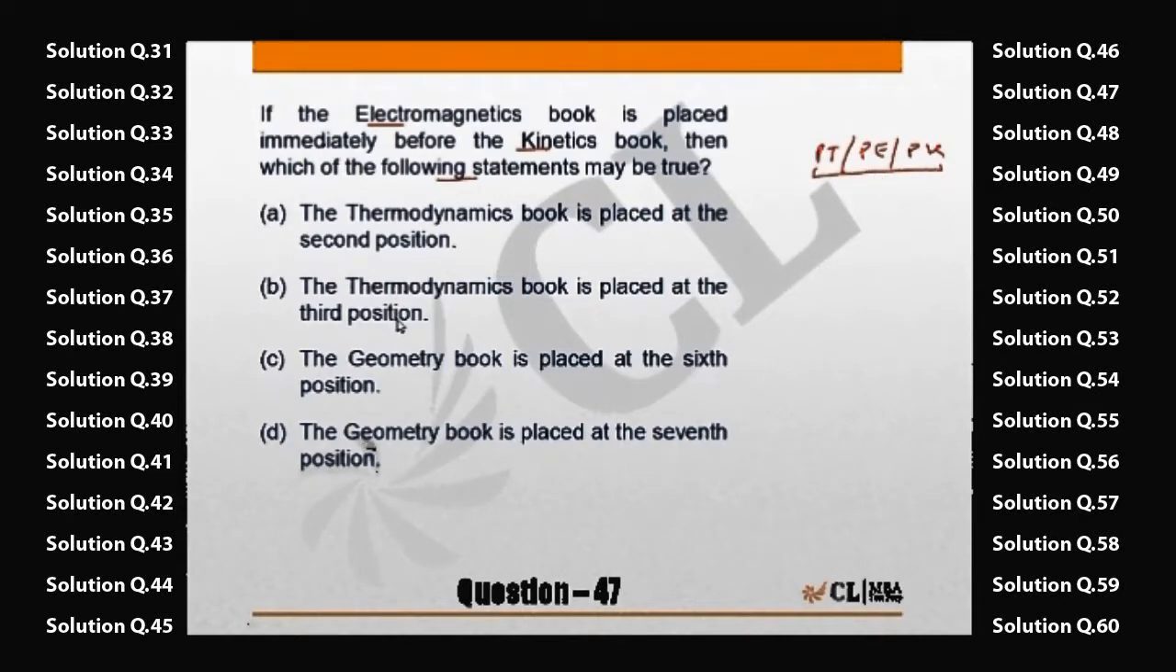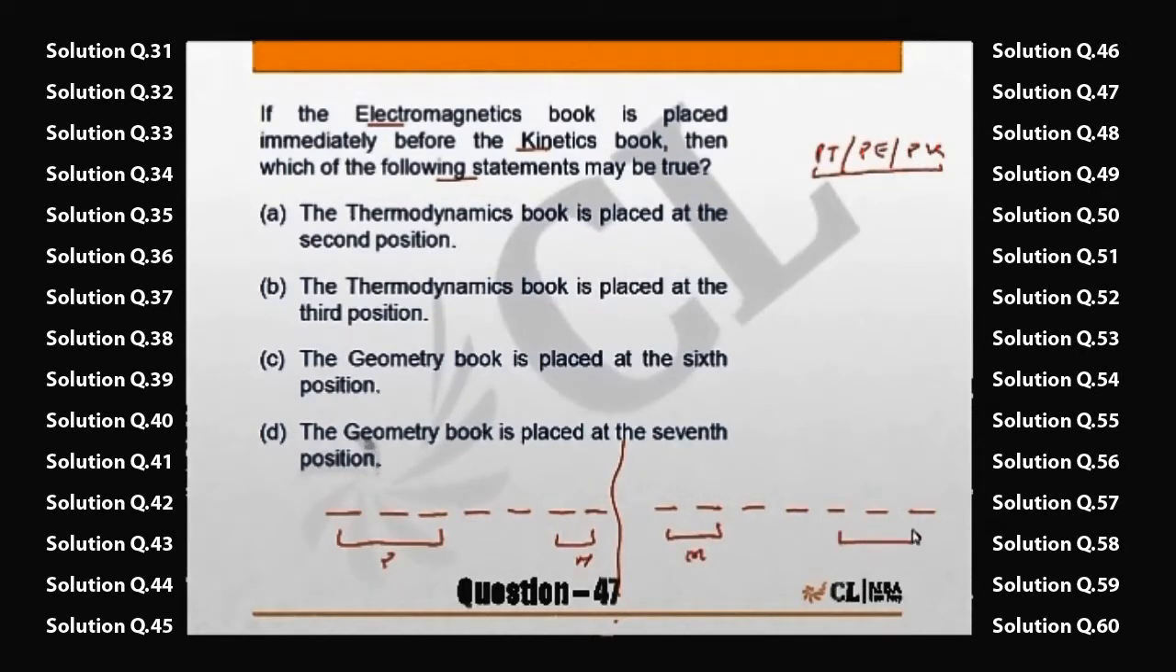Which of the following statements must be true? So if you look at the two possible scenarios, 1, 2, 3, 4, 5, 6, 7, and the other scenario is 1, 2, 3, 4, 5, 6, 7. Let's look at both the scenarios. In the first case, these three have to be physics and these two have to be maths. And in this case, these two have to be maths and the last three have to be physics. Obviously, the middle ones are the chemistry books. Then which of the following statements must be true?